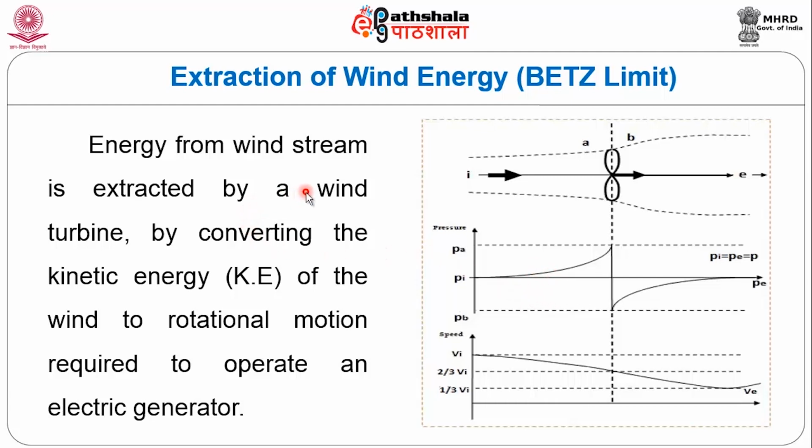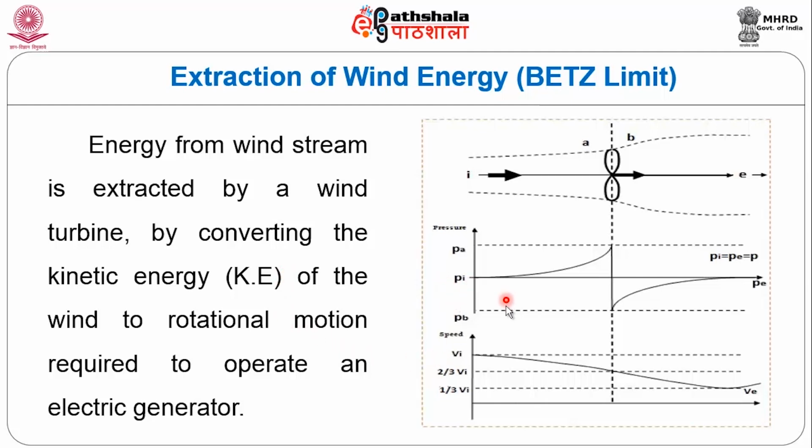The energy from the wind stream is extracted by a wind turbine by converting the kinetic energy of the wind to rotational motion required to operate an electric generator. Here the wind energy, the kinetic energy, is converted to mechanical energy and then to electrical energy.